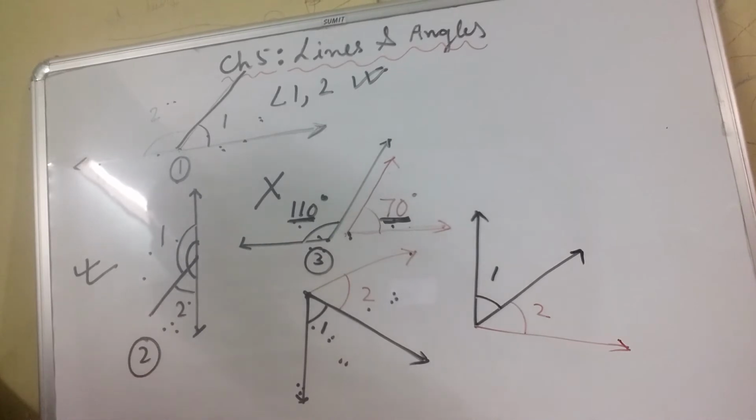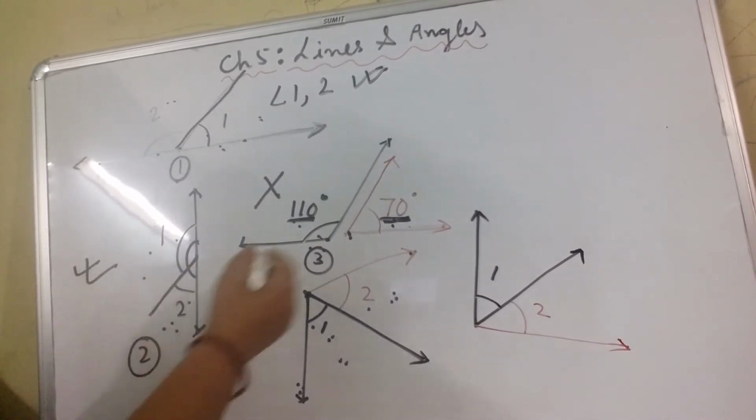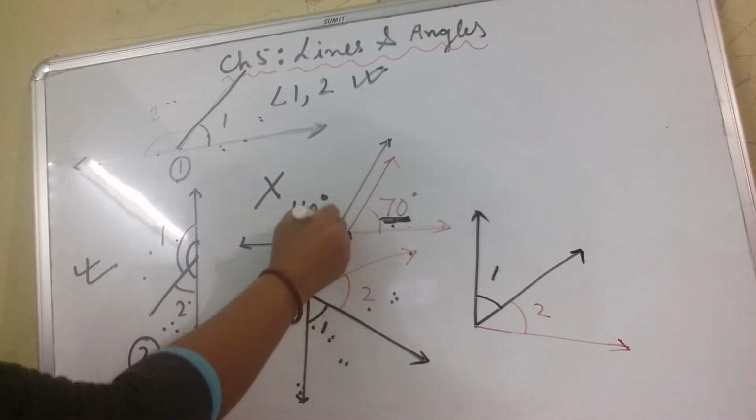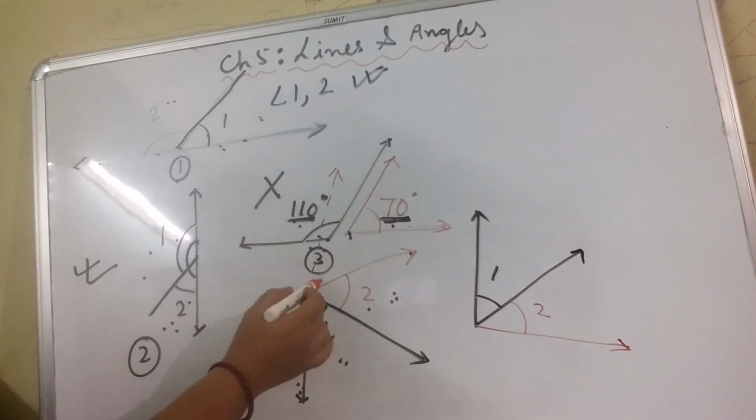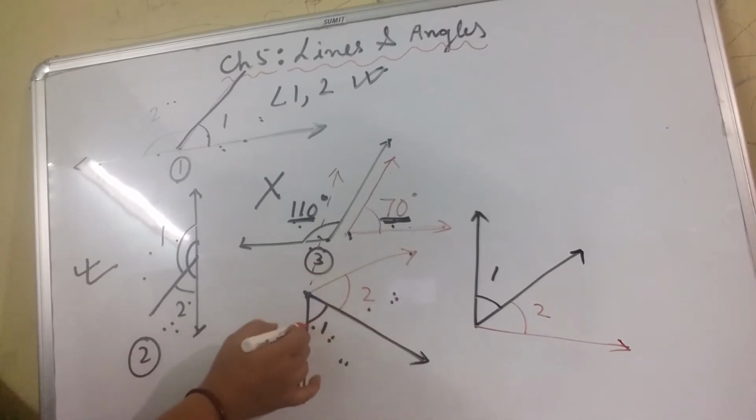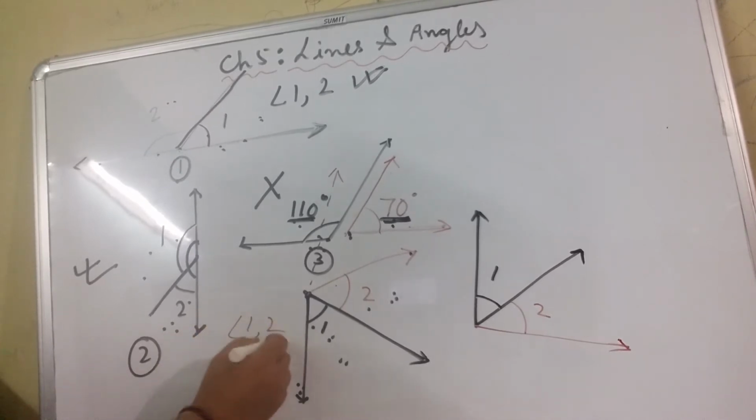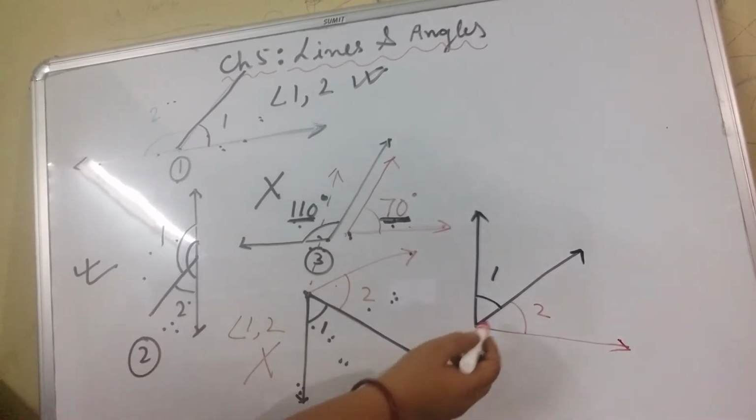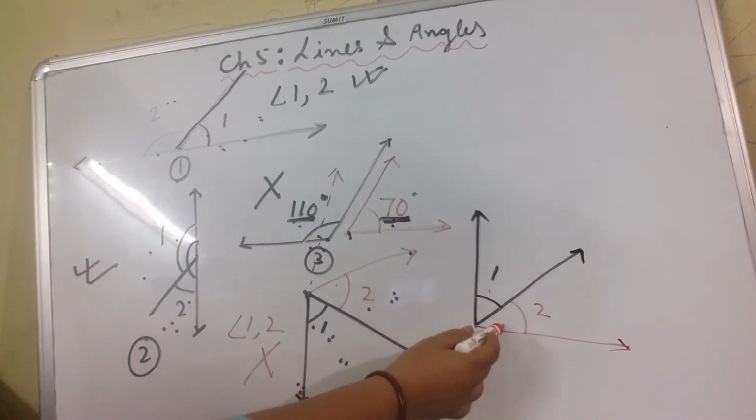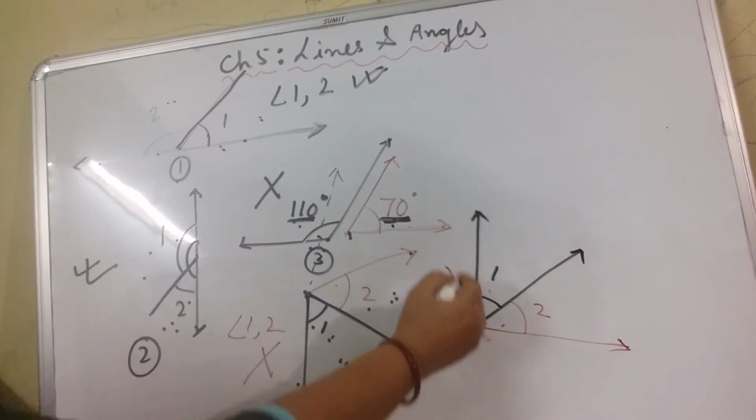If they had to make a straight angle, it would be this way. But obviously they are not making 180 degrees, or they are not supplementary. So angle 1 and angle 2 are not a linear pair. Same here, they are adjacent angles, but they are not supplementary to each other. So here also they are not a linear pair.